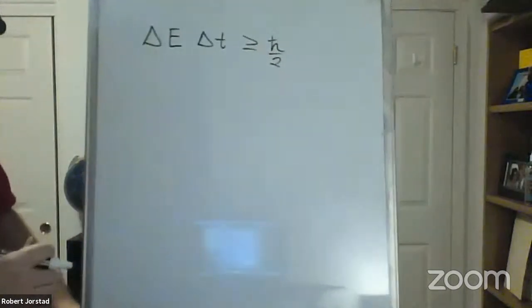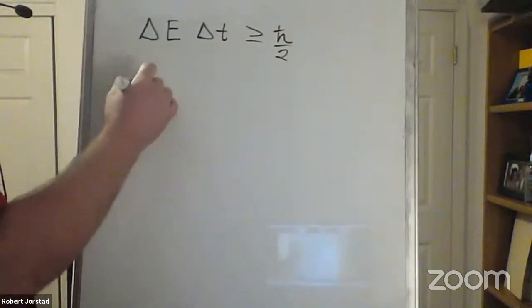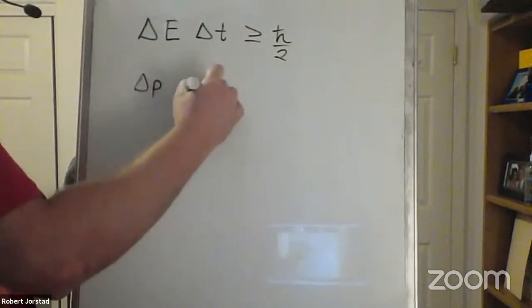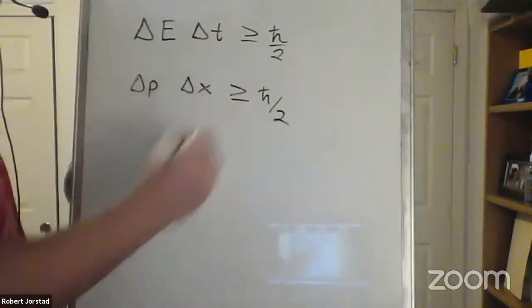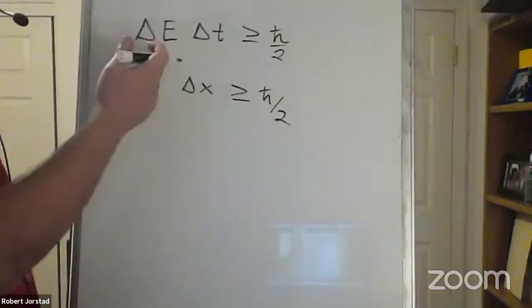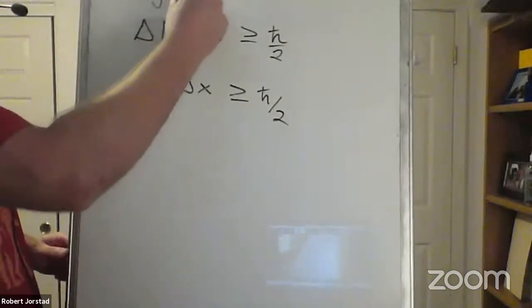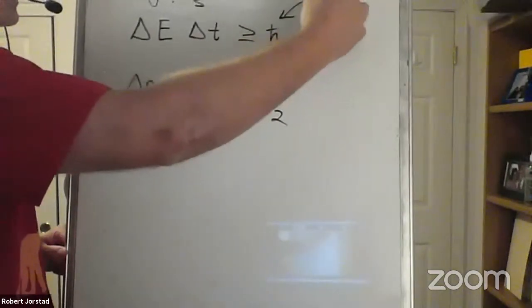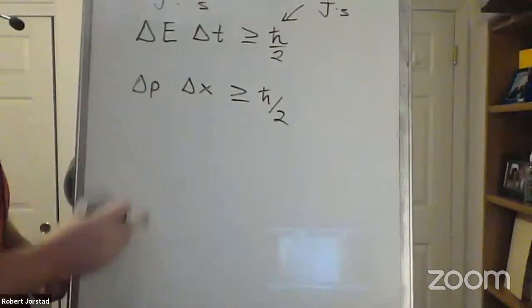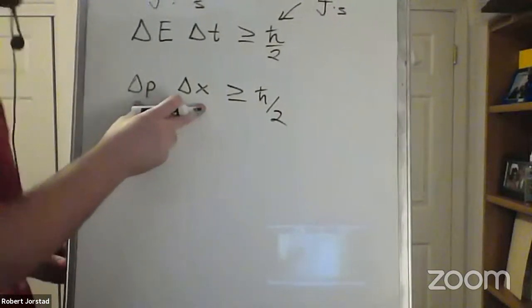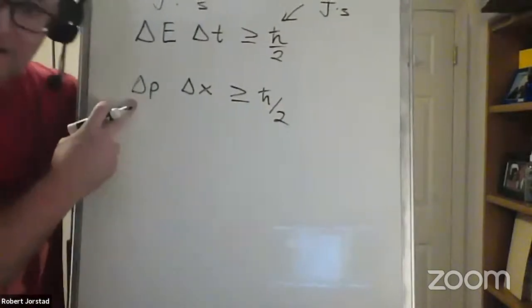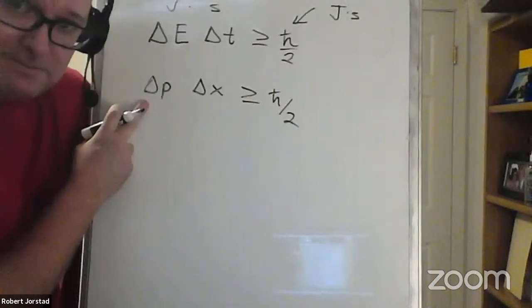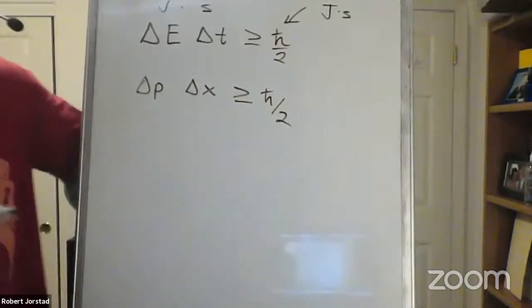And then there's change in momentum times change in position, which has to be greater than or equal to H bar over 2 as well. You can see this is a joule times a second. So H bar has units of joule seconds. And if we do the units on this, it will match up as well. And so great. Momentum is the next chapter. We'll probably start that in about 10 minutes or something, maybe an hour.